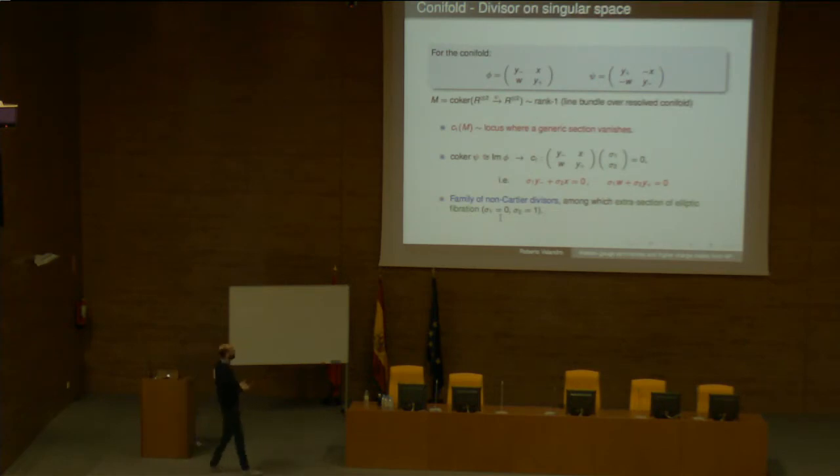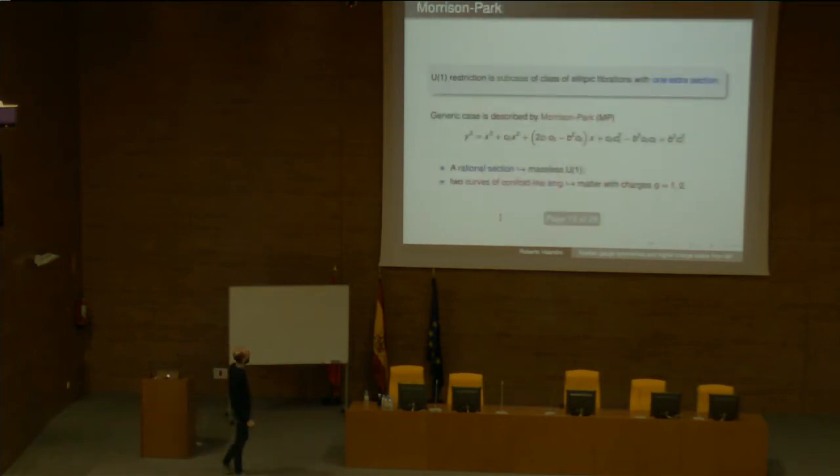So what we have obtained directly in the singular space is a family of non-Cartier divisors, among which there is the non-Cartier divisor that I showed you before. If you put sigma 1 equals 0, sigma 2 equal to 1, you will see that we get the divisor x equals 0, y plus equals 0. Okay, so this was the simple U1 restriction, or the conifold case.